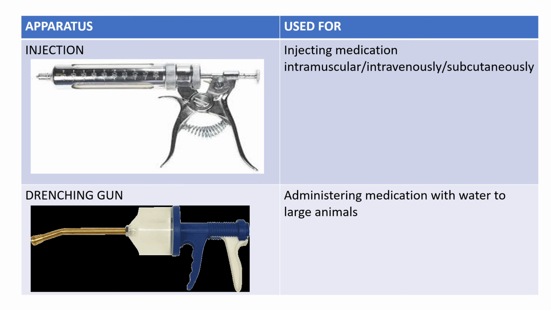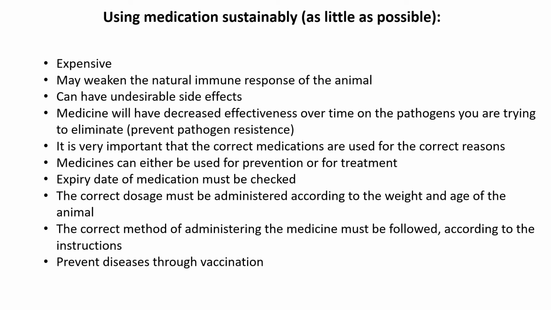Then also we have an injection needle, this is an injection, and the needle will be in this part, or the injection apparatus. So you inject whatever medication it is, intramuscularly, intravenously, or subcutaneously, like we just said in the previous slide. Then a drenching gun is there to also administer medication, but usually with water, into the mouth of a large animal. Okay, then using medication sustainably, meaning as little as possible.